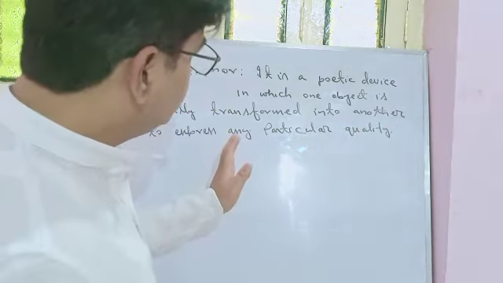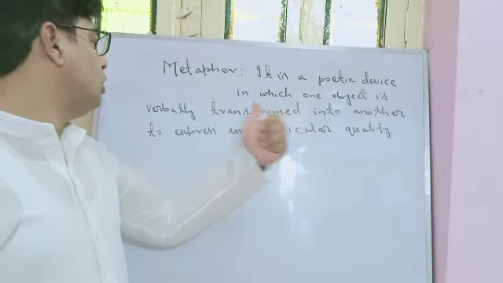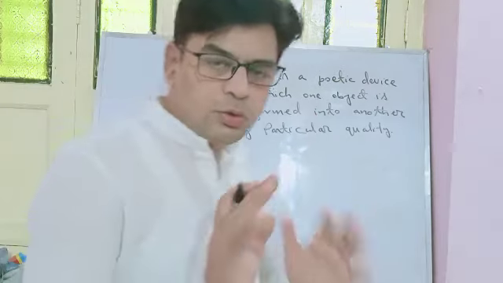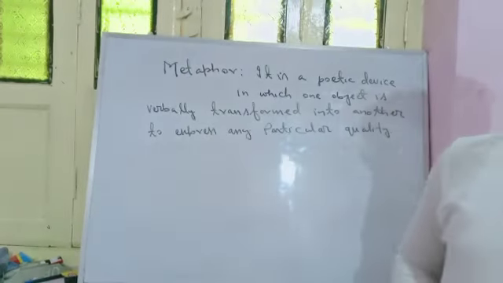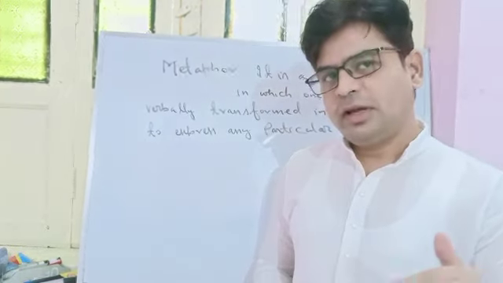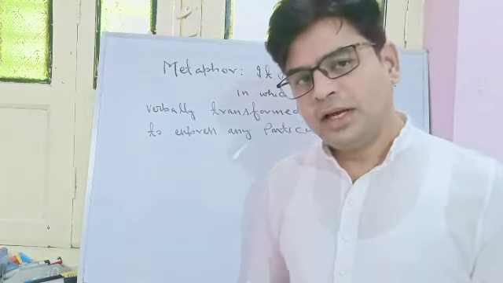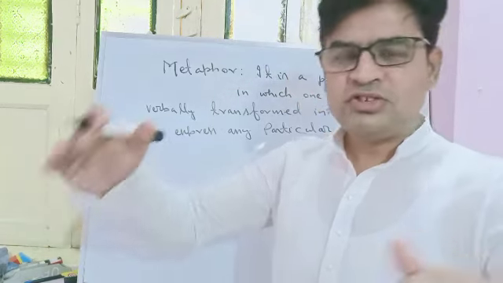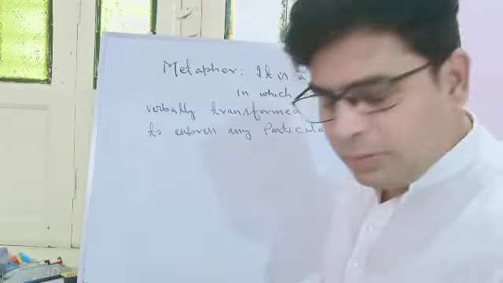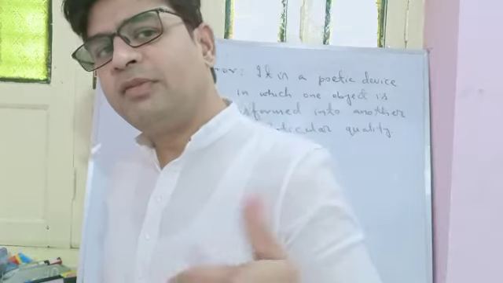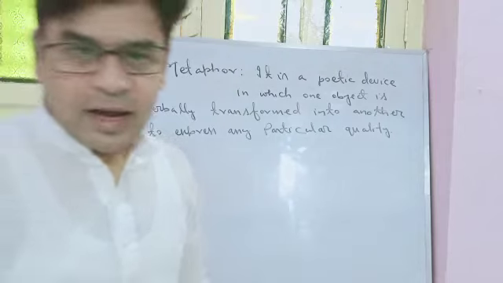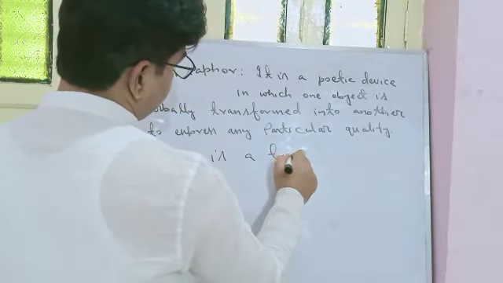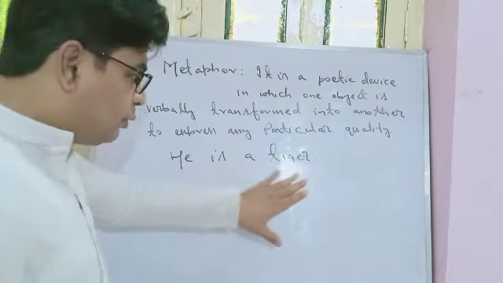Okay, I have written a definition over here. It is a poetic device in which one object is verbally transformed into another to express any particular quality. Right? For example, if I compare it with the simile, in simile we use the words like and as. Here we do not use the words like and as. We just make the thing into another. You remember that in simile I have written that he is brave like a tiger. If I write it like this, he is a tiger.